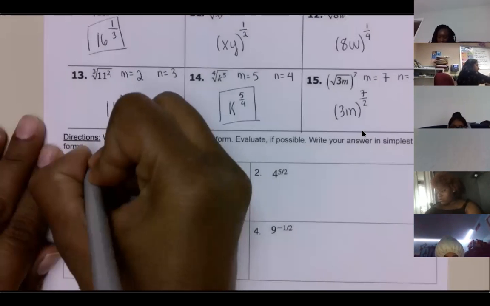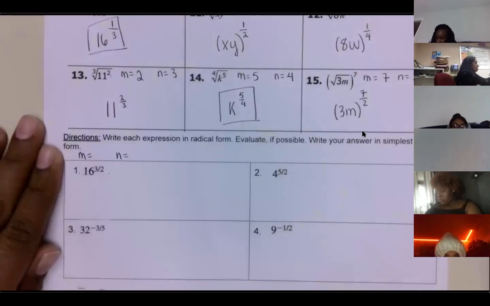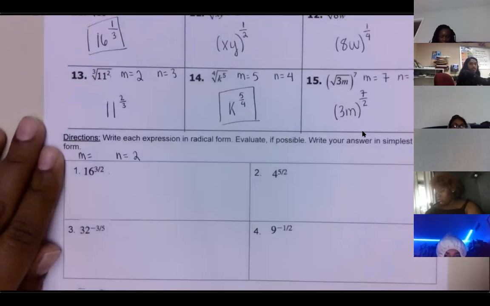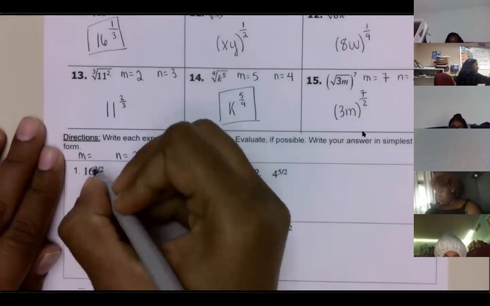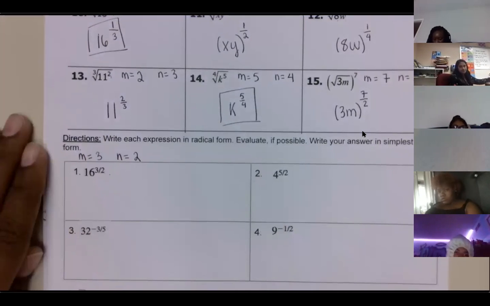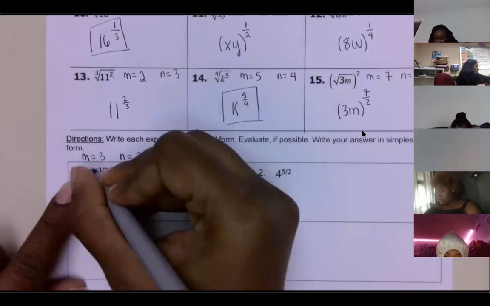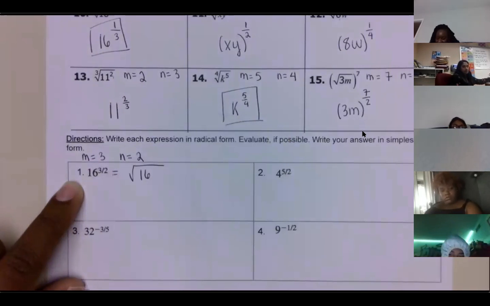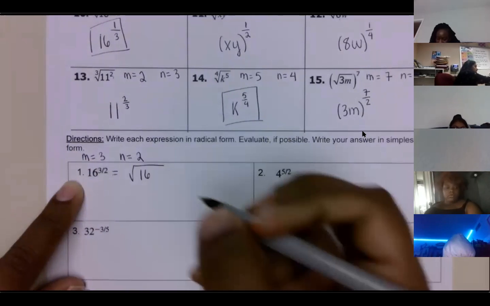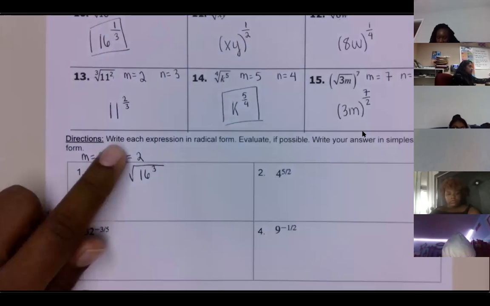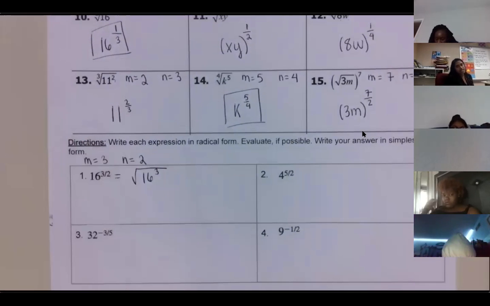So same idea, identify your m and your n. When you're looking at your fraction, the number in the denominator is your n, so your n is 2, and the number in the numerator is your m. So when I rewrite this, I'm going to draw the radical, the base, so 16 goes underneath the radical. 3 is the exponent, so it's 16 to the 3rd. And then 2 is your index, but you don't have to write an index of 2, so you can just leave it as the square root.